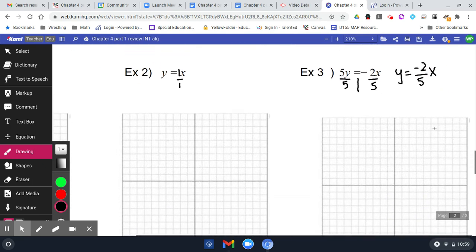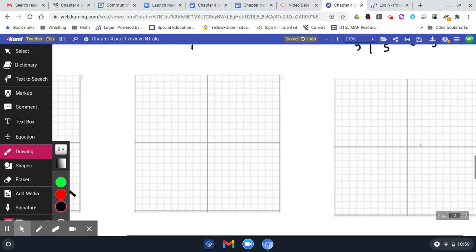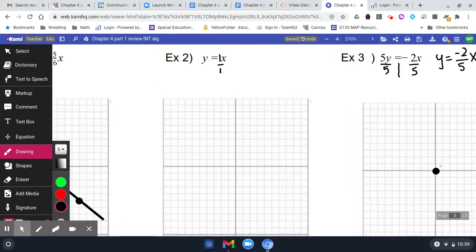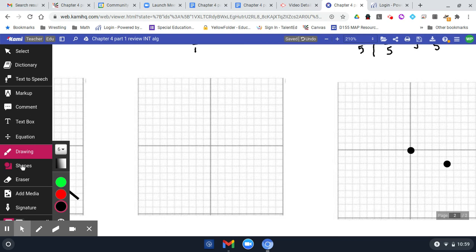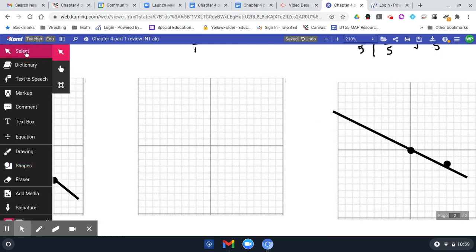Again, my first point is going to go through 0, 0. So I'm going to make my point at 0, 0. And then I'm going to use my slope. It is a negative top number, so that means go down 2, and then to the right, 1, 2, 3, 4, 5. And that is negative 2 over 5. And then I go back to my shapes. And I'm just going to draw my line, extending through those points. That was not a great job, so I'm going to shift it a little bit.